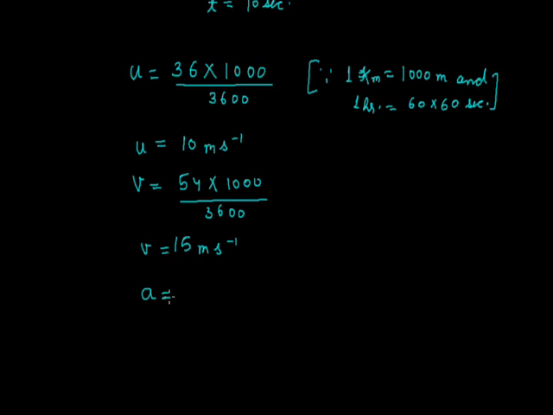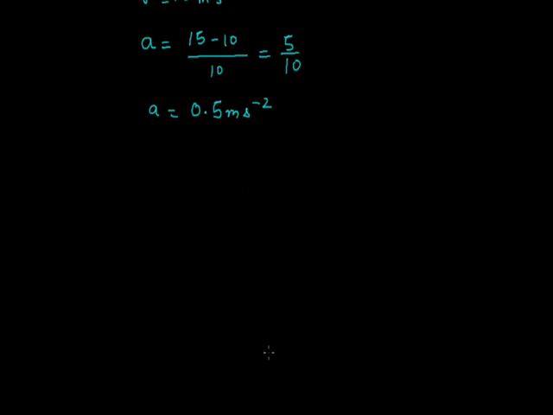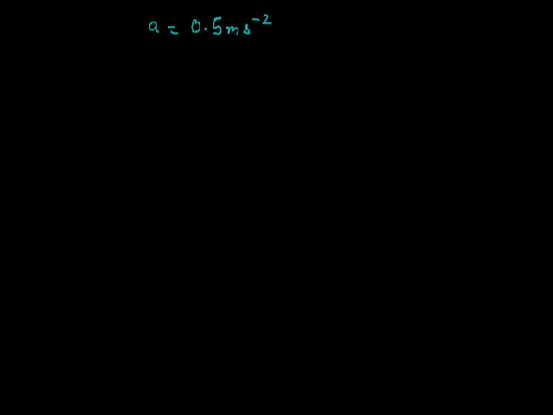So putting this value of v and u in our formula, we get 15 minus 10 divided by 10, that is 5 by 10. So a will be equal to 0.5 meter per second square. Now let us discuss another question.